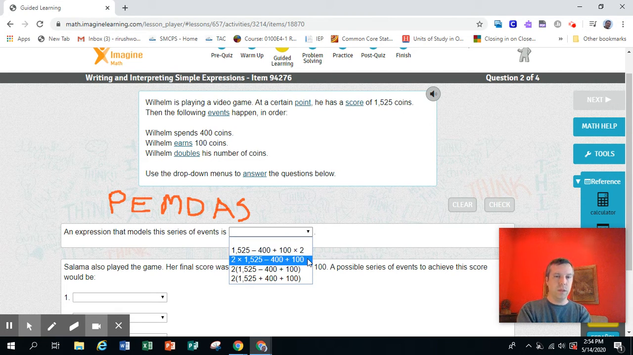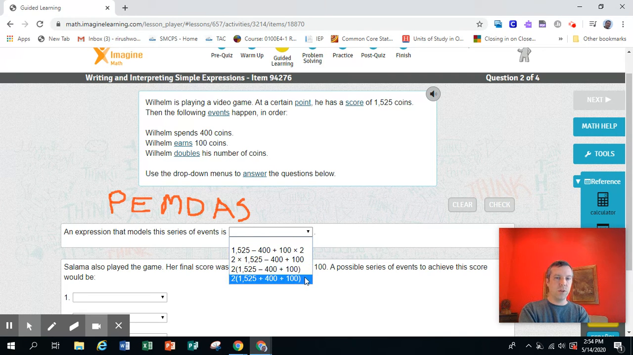The next expression begins 2 times 1,525, and we would do that first. It's at the beginning and it's multiplying, so this would come first. But that's not what happens first in the story. He starts with 1,525 and spends 400 coins.